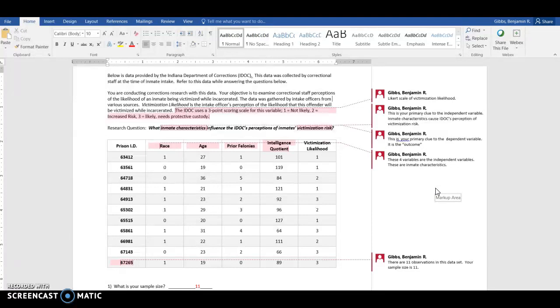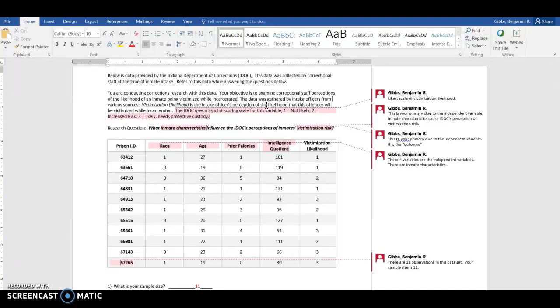I want you to pay particular attention first to the explanation, because the information provided in this paragraph here is full of information that you'll need to complete the assignment. You're looking at information here that says the data was gathered by intake officers from various sources. Victimization likelihood is the intake officer's perception of the likelihood that this offender will be victimized while incarcerated.